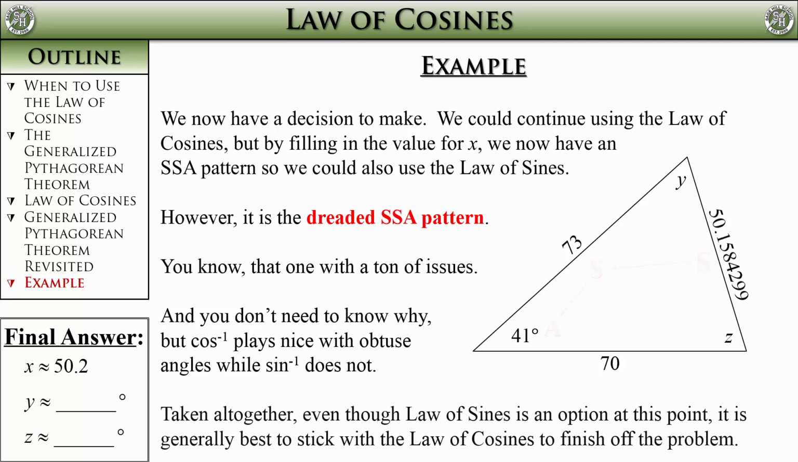Taken all together, even though law of sines is an option at this point, it is generally best to stick with the law of cosines to finish off the problem. Inverse sine not playing well with obtuse angles doesn't actually come into play here. It would be fine. But the question is, do you want to remember that little nugget, or just keep with the law of cosines whenever you can, so you avoid that SSA mess?